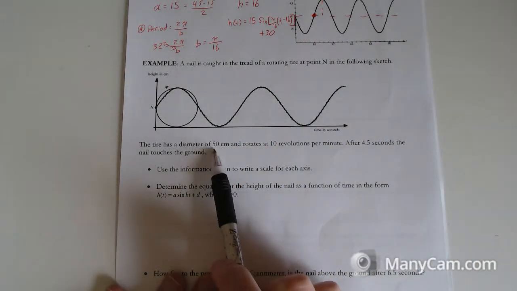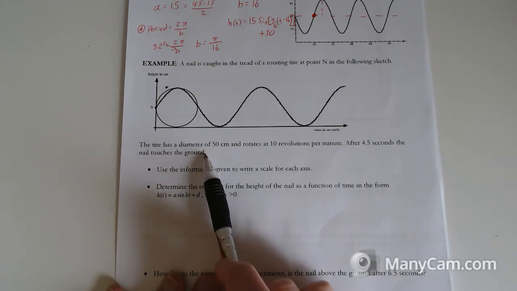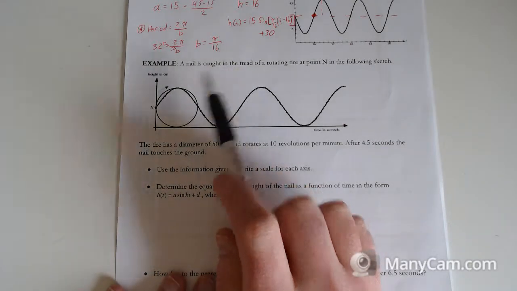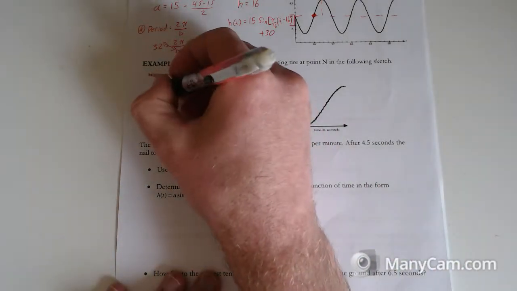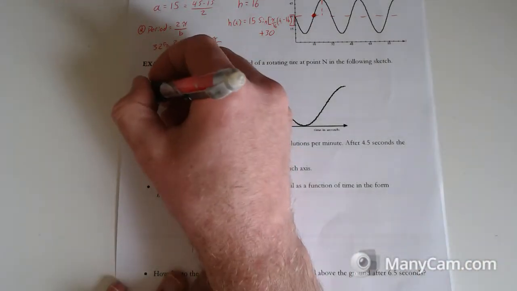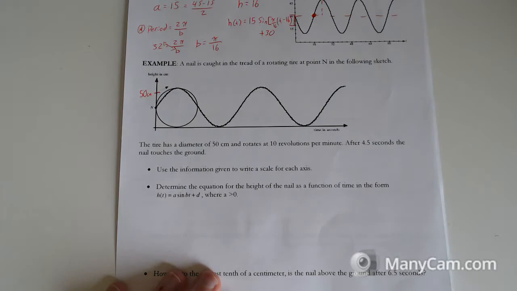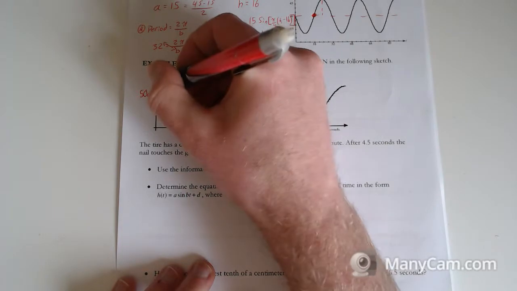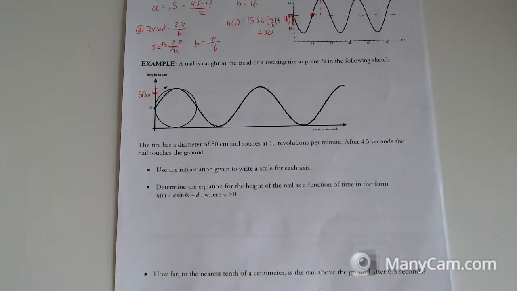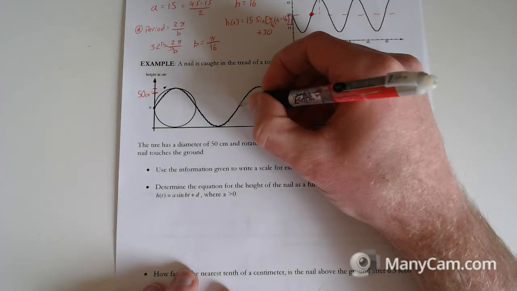Okay, a tire has a diameter of 50 centimeters. We don't know that the nail is on the outside of the tire. It says it's in the tread. Let's assume it's right on the outside, in which case the top is going to be 50. Not the radius, the diameter. That dash is a little bit low. Should be up here. Okay, so the top is 50 centimeters, 10 revolutions per minute, which means 1 revolution is in 1/10 of a minute. And where is 1 revolution? Well, right around here.